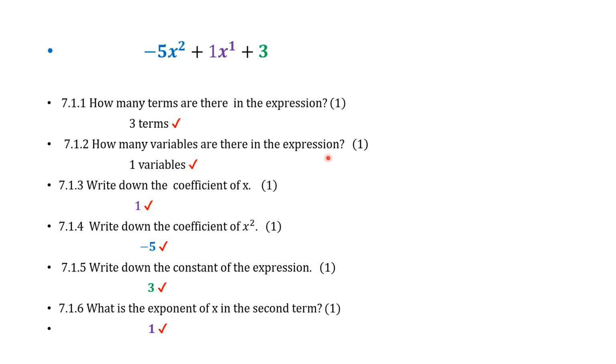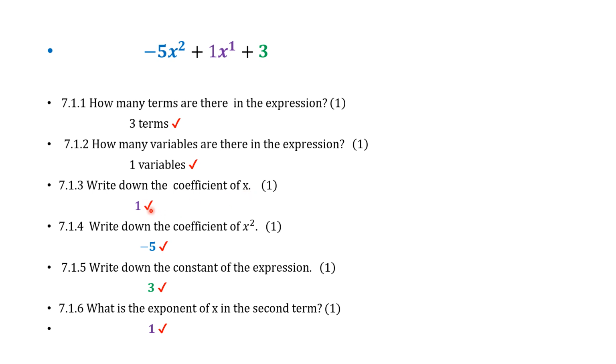Right, how many variables are in the expression? So variables, we want to know basically which letter of the alphabet we are using to represent what we are able to vary or change. Right, so the x squared can change, x to the power 1 can change. So x can be 1, 2, 3, 10, a million, any number. So in theory, we can say there's only one variable because there's only one x. It's just that one is squared and this one is to the power 1. So therefore, how many variables in this expression? There's only one variable and it is x.